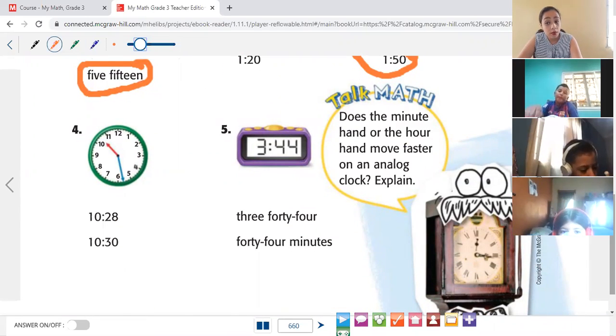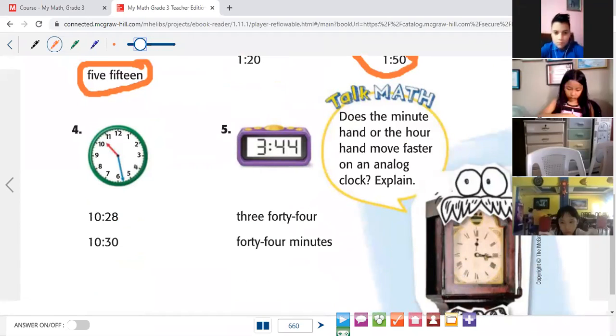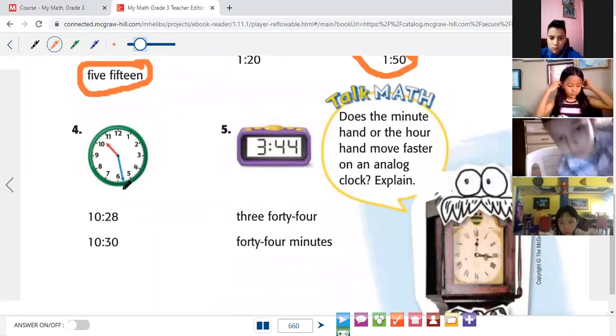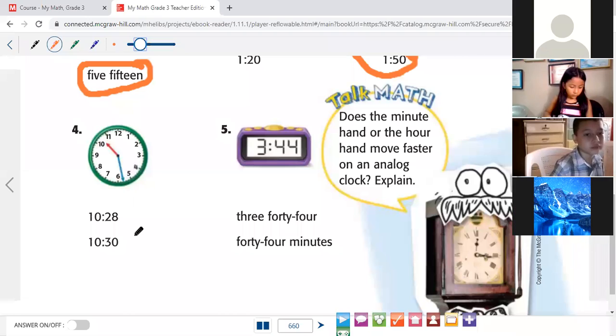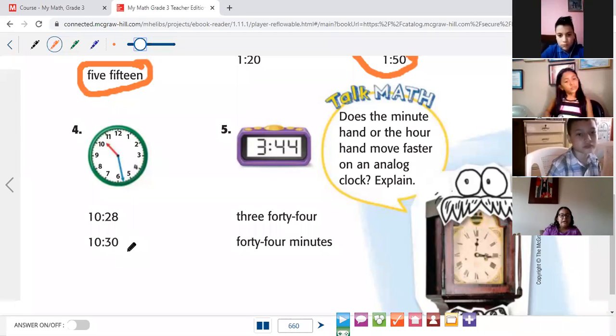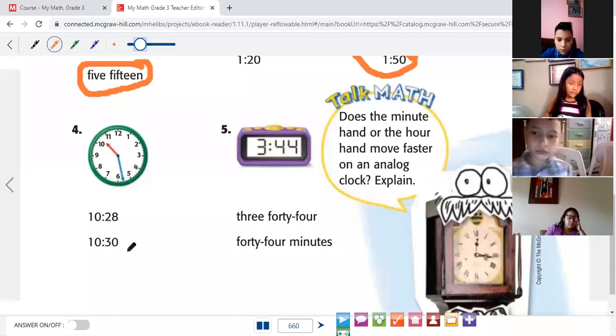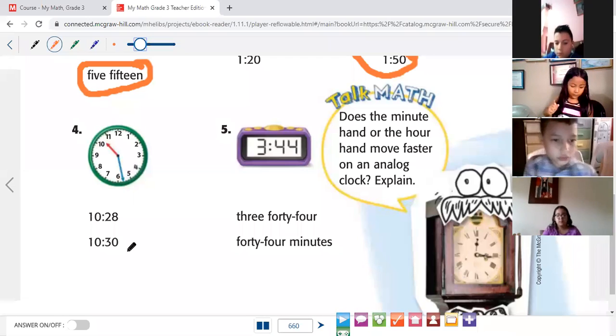Now, with number 4, let me see. Brianna is going to help me with number 4. Okay, Brianna, let's do this together. The long hand tells me the minutes and the short hand tells me the hour. Now, Brianna, what time do you think it is on number 4? 10:28. Good job. Excellent job.